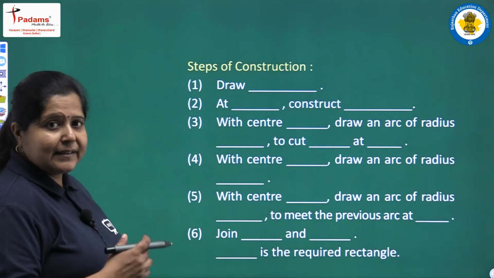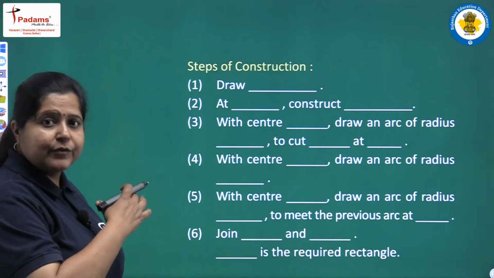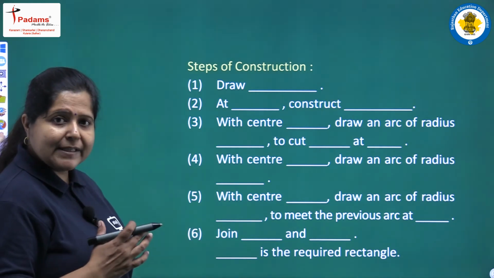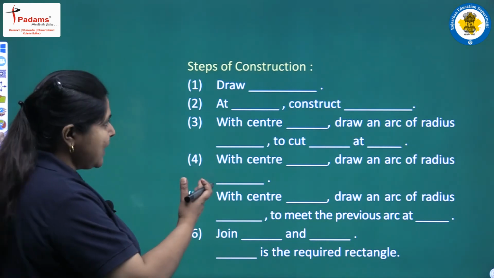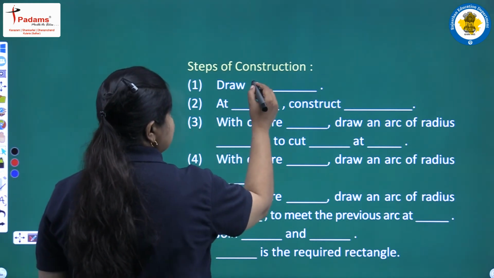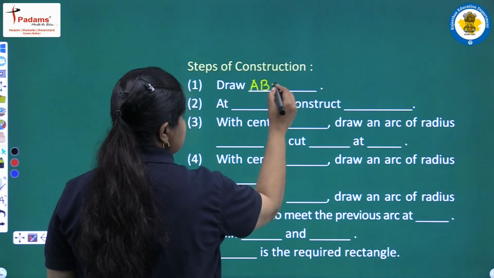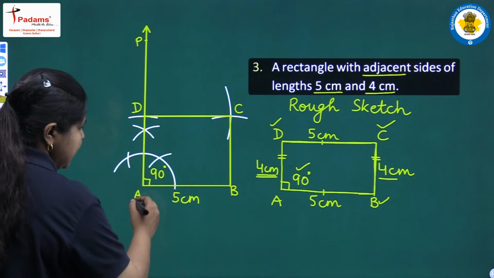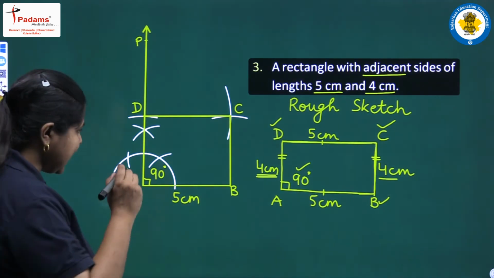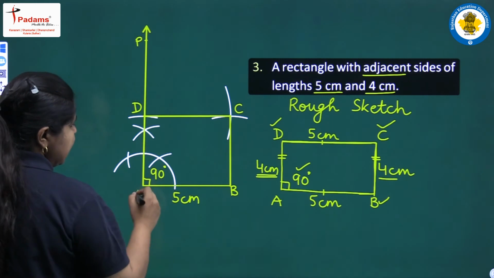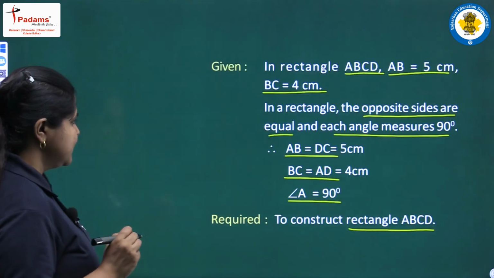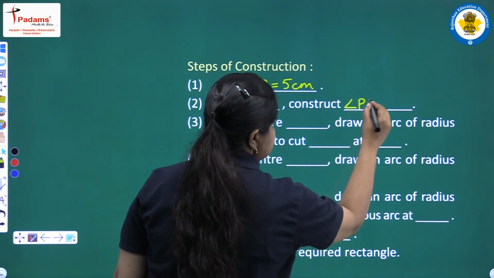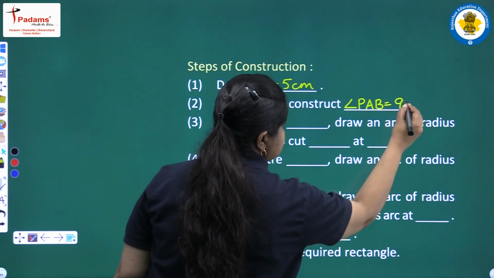Then we will write the steps of construction. By steps we mean each and every step that we have followed for construction, we will be writing it point wise. You can write it in your own language, or you can understand here, and how we have written you can see. Draw first of all AB equal to 5 centimeter. We started from AB, you can see here AB 5 centimeter. Then at A construct angle PAB of measure 90 degree. So we write here at A construct angle PAB equal to 90 degree.